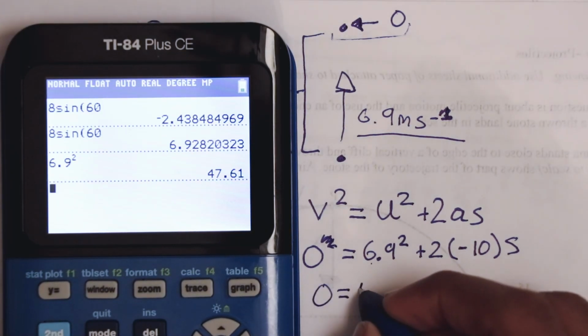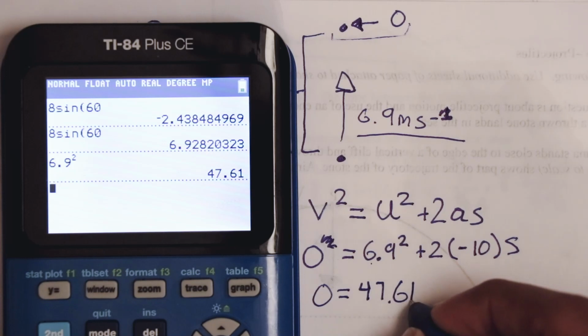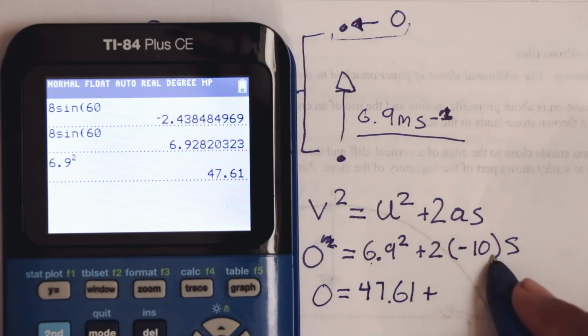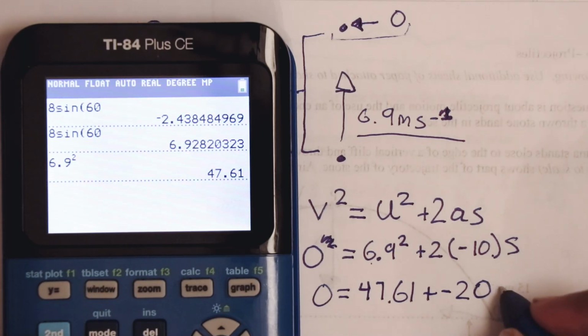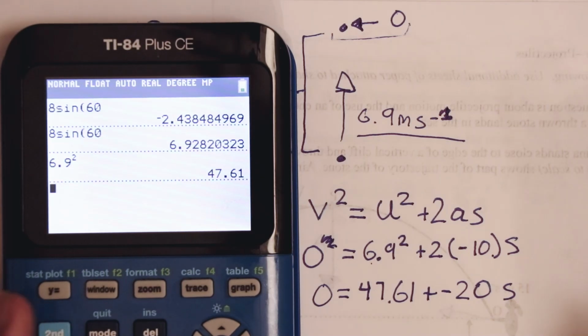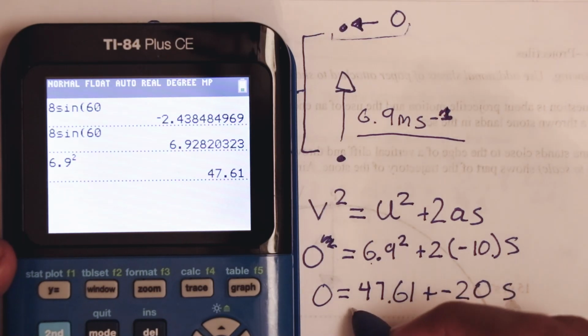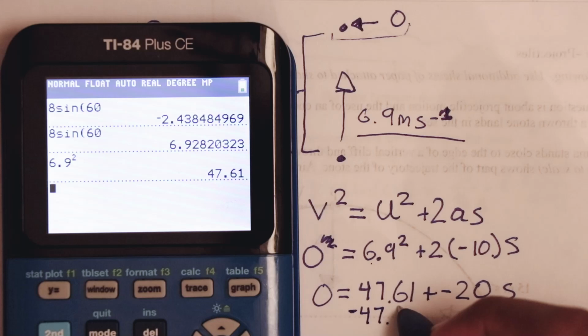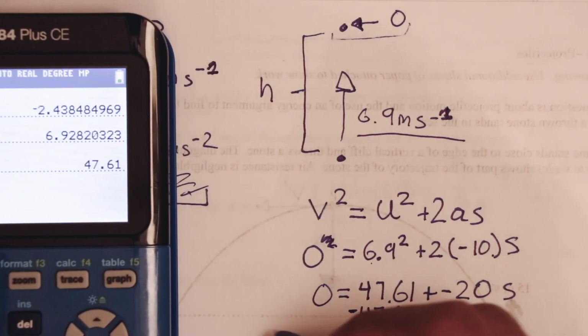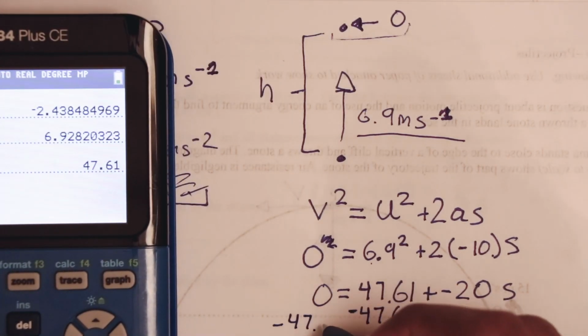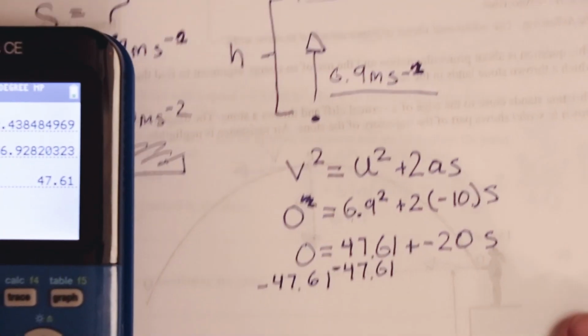0 equals 47.61 plus, and let's just do this right now, negative 20 times S. Now, we have to subtract this in order to get S by itself. So let's subtract 47.61, negative 47.61.